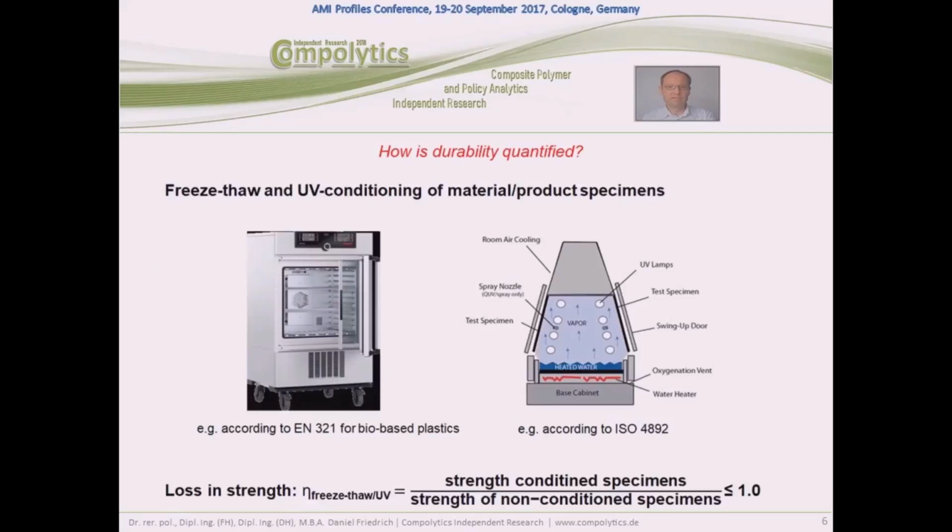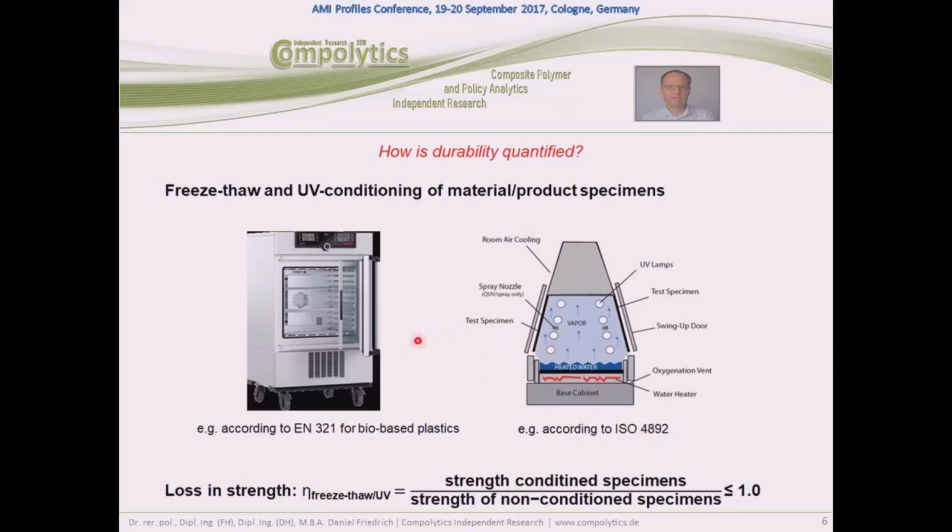And how do we conduct such testing? There is already equipment available for laboratories, for example, artificial weathering chambers, which test freeze-thaw cycling according to EN 321 for bio-based plastics, for example. And also UV impacts in combination with water spraying are tested by such weathering chambers according to ISO 4892.